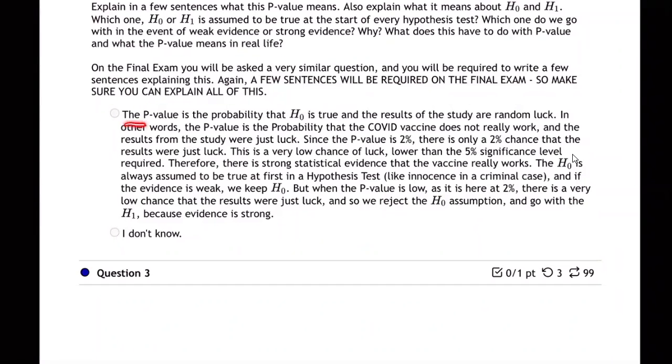All right. The p-value, here we go, is the probability that H0 is true and the results of the study are random luck. In other words, the p-value is the probability that the COVID vaccine does not really work and the results from the study were just luck. Since the p-value is 2%, there is only a 2% chance that the results were just luck.